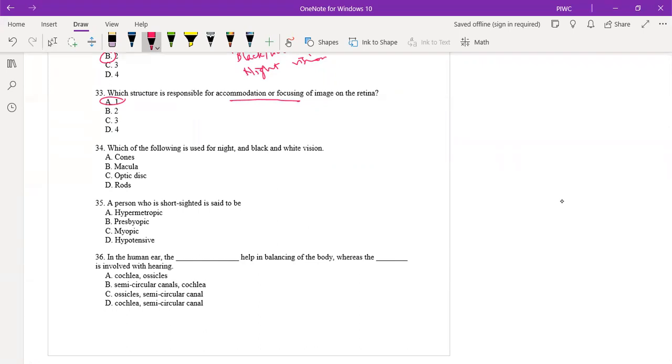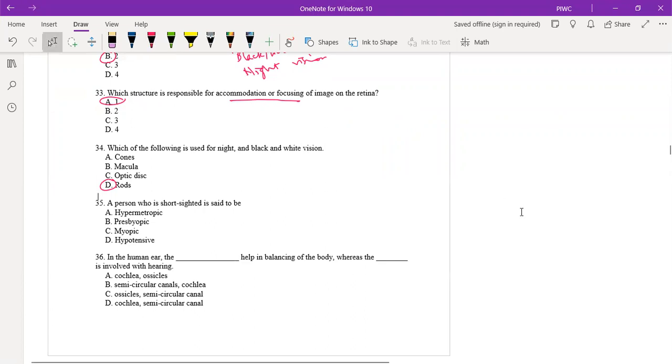Then number 34 says, which of the following is used for night and black and white vision? The rods. Cones is the colors, right? Yes, cones for color vision, and also for daytime vision.